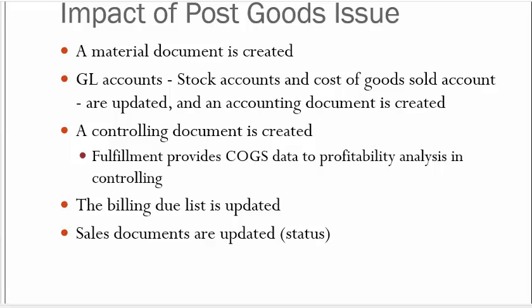Now that you have again post goods issue, you are able to bill the customer. So the billing due list is updated. And the sales order is also updated, the status of the sales order. So if you run a document flow, you should be able to see that the goods have been picked, that they have been shipped.